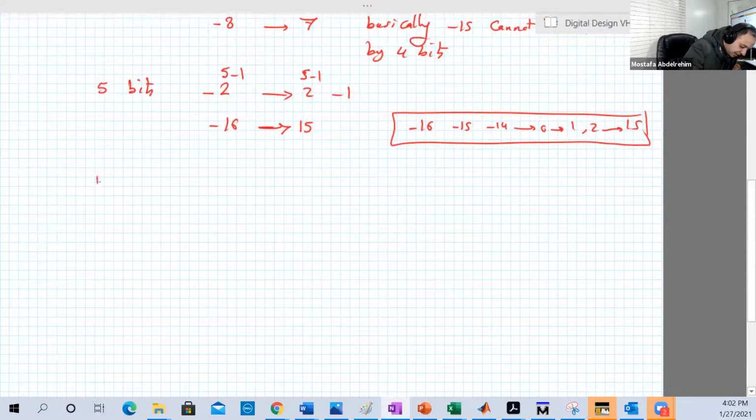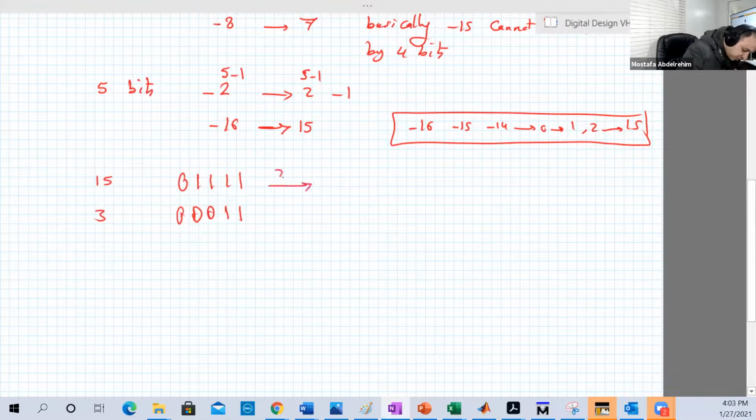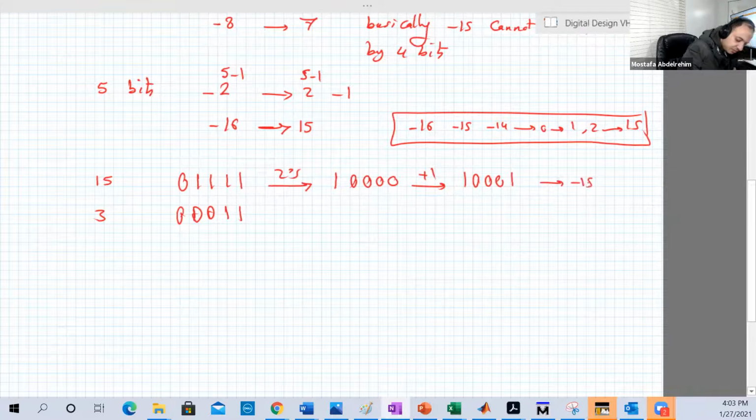So now 15 and 3, we're gonna represent 15 with 5 bits. So 0, 1, 1, 1, 1. And 3 is 0, 0, 0, 1, 1. We take the 2's complement of both. So 2's complement here is 1, 0, 0, 0, 0. We add 1. So it's gonna be 1, 0, 0, 0, 1. So this is minus 15.